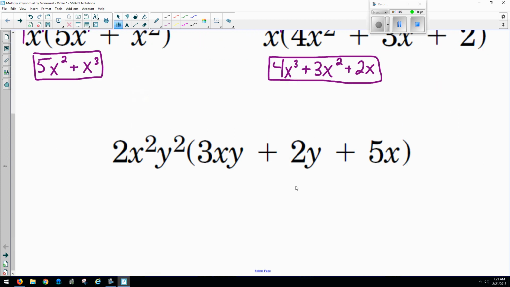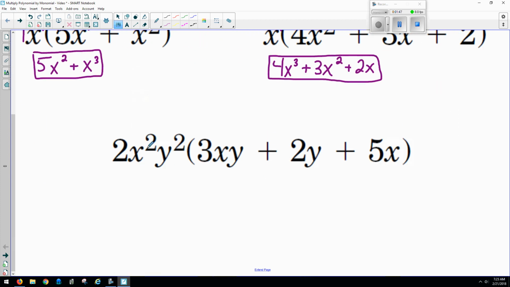Look at another example here. So here we have more than just x in front. We have 2 different variables, and we're going to follow the same procedure. So we're going to distribute this to every single term inside the parentheses. So we're just going to take this piece by piece. So I'm going to multiply the coefficients here. 2 times 3 is 6.